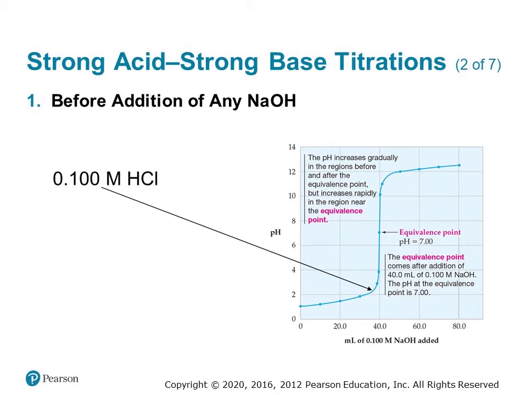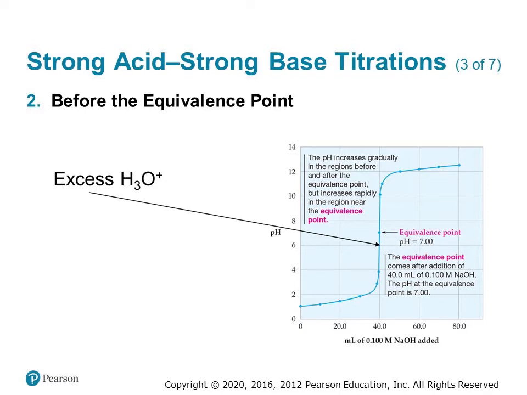Before any sodium hydroxide is added, so at 0 milliliters on the x-axis, we just have our starting 0.1 molar hydrochloric acid solution. If you calculate the pH of the solution at this point, it should be equal to 1, which is pretty much our starting point on the titration curve. As we add sodium hydroxide, some of the HCl will be neutralized, but we won't be able to neutralize all of it until we've added the right molar equivalent of our base.